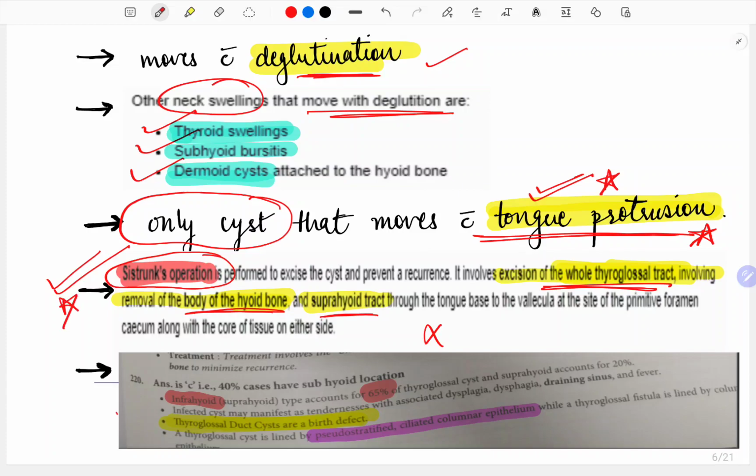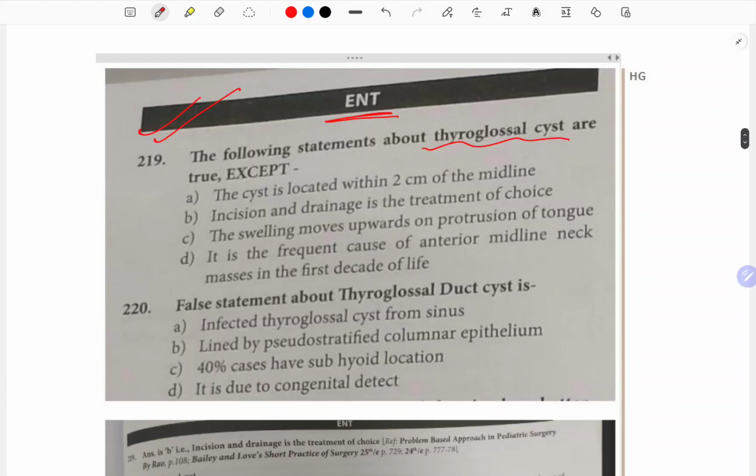Next, very important is that the most common site is infrahyoid, or what we call subhyoid location, which is present in 65% of the cases, and suprahyoid is present in only 20% of the cases. Now this is a congenital defect, and the lining of it is pseudostratified ciliated columnar epithelium, which is different from that of a thyroglossal fistula, which has columnar epithelium as a lining. So this is a very important point which you should not miss.